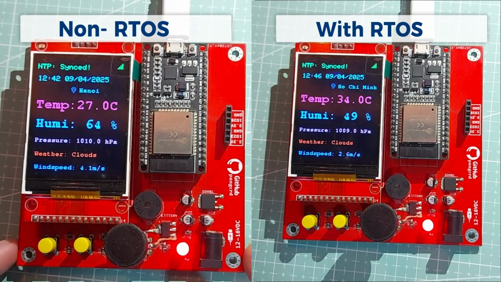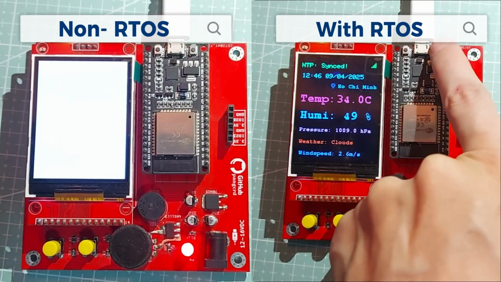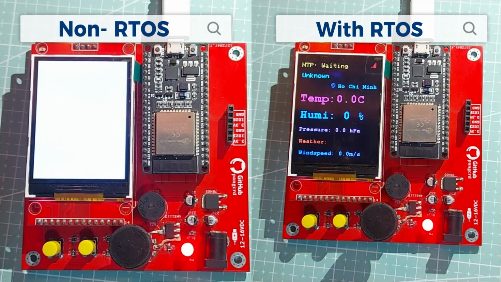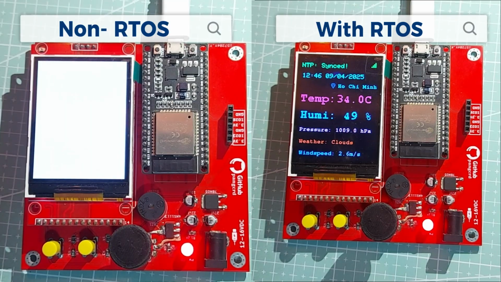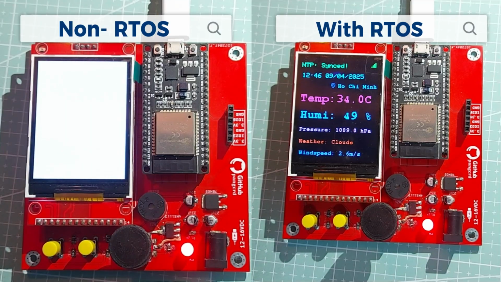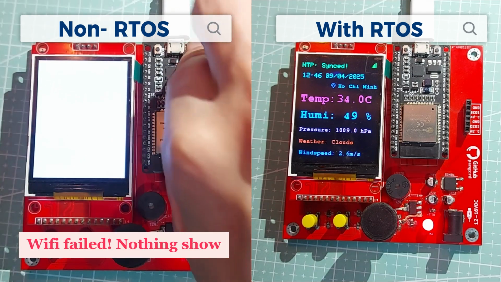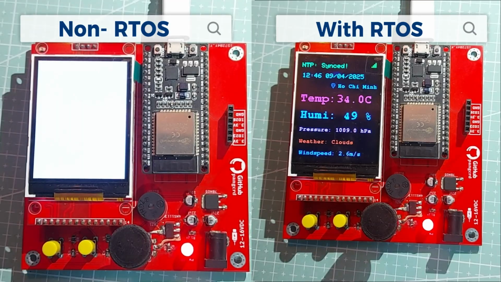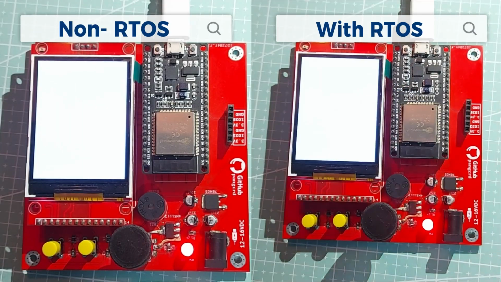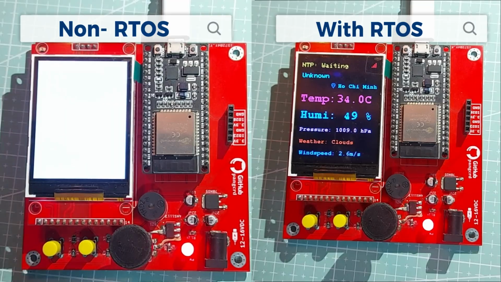But on the right side, with RTOS enabled, the UI appears instantly at startup while Wi-Fi and NTP connect in the background. Once they're ready, the status is updated on the UI. So the UI doesn't get blocked like in the left side demo. In case Wi-Fi fails to connect, the left version just shows a blank screen, nothing appears. But the right version still displays the full UI along with a status message telling you whether Wi-Fi is connected or not.